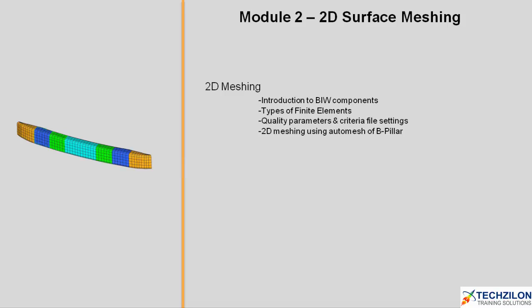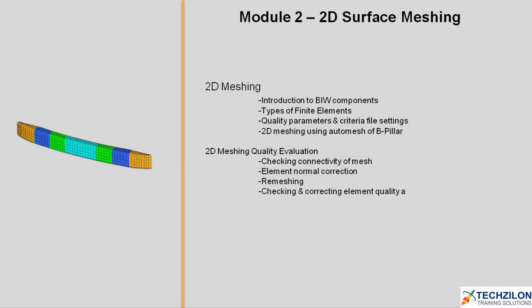We'll then move on to 2D mesh quality evaluation, where we'll check connectivity of a mesh, element normal corrections, remeshing, checking and correcting element quality as per industry standards, and learning the best practices for crash and structural analysis.